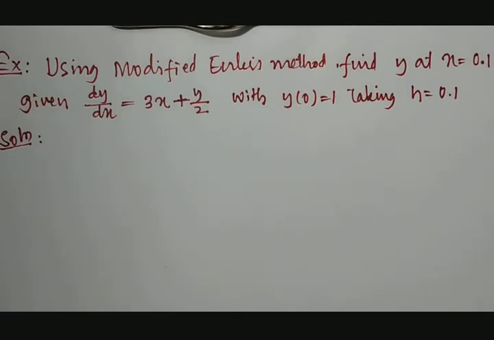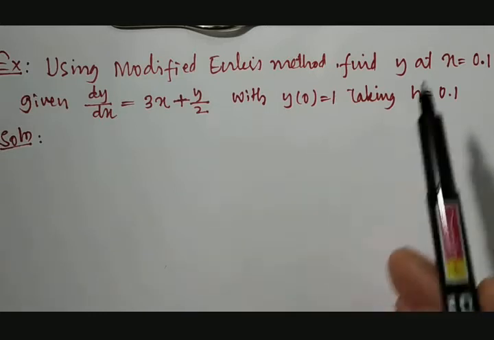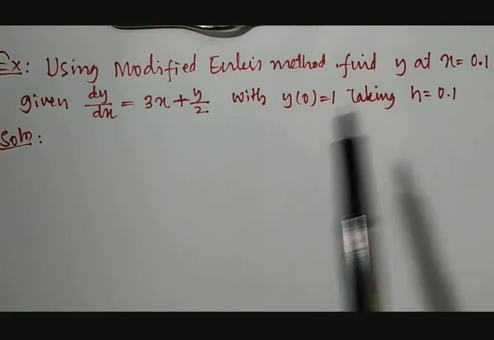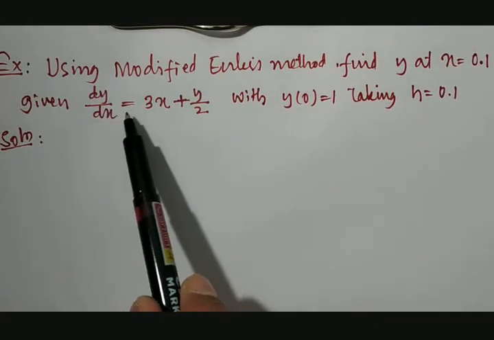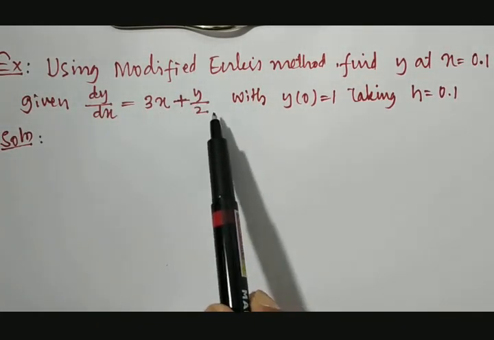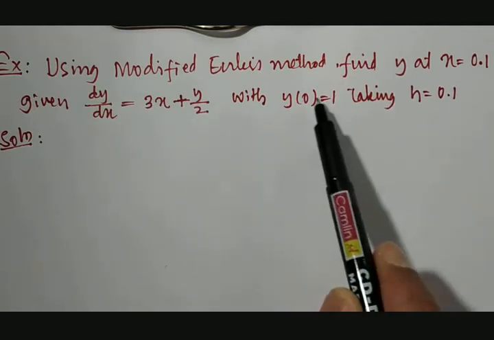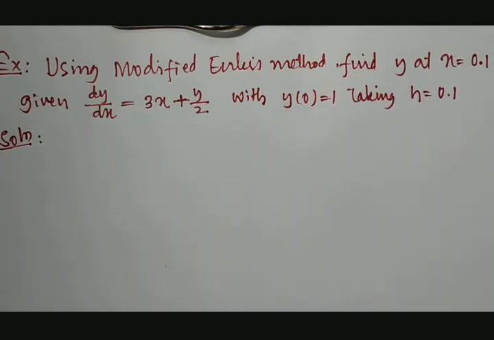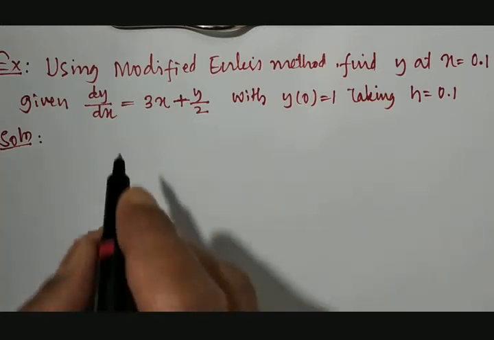In this session, we are going to discuss, using modified Euler's method, finding the value of y at x equal to 0.1, where dy by dx is equal to (3x plus y) by 2, with initial value y of 0 equal to 1, taking h equal to 0.1. Fine, so let us start with the solution.